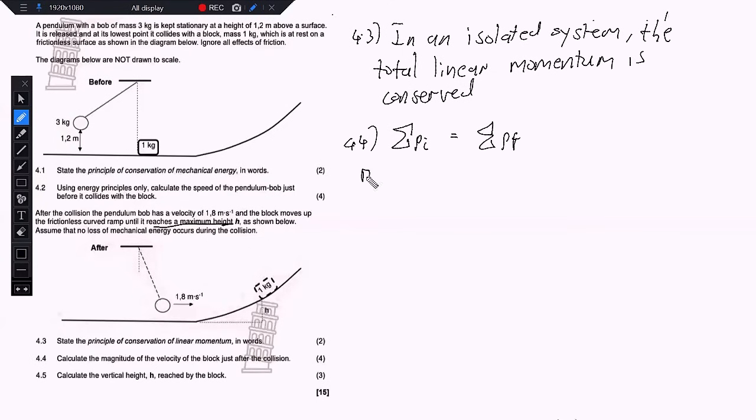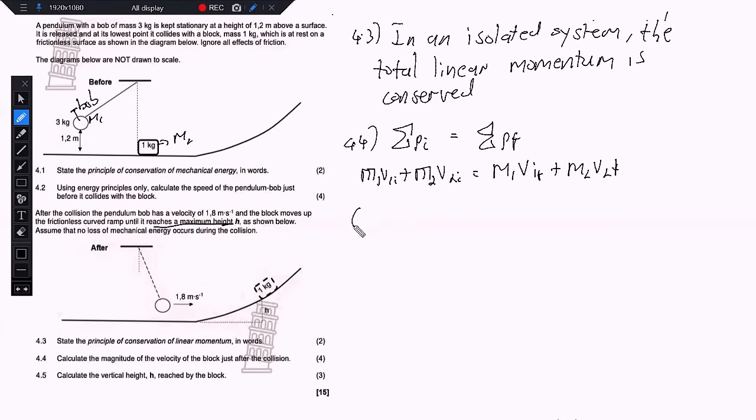And then we have m1v1 plus m2v2 initially, and then here m1v1 finally plus m2v2 finally, right? Now let's check this one. We're going to take it as the pendulum here, or the bob pendulum, as mass 1, and then the mass 2 would have to be the block.